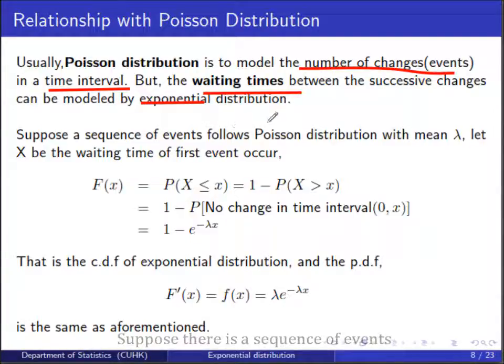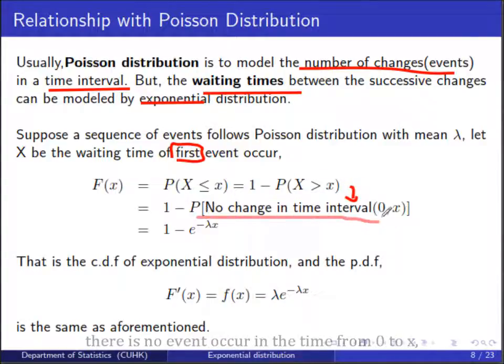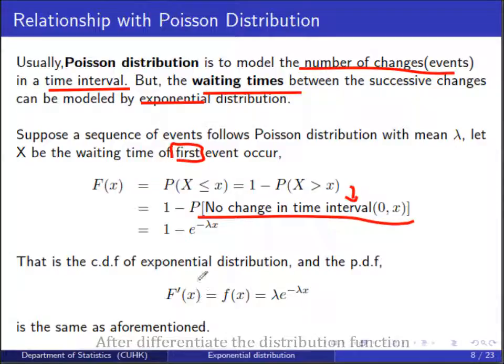Suppose there is a sequence of events following Poisson distribution with mean lambda, and let X be the waiting time until the first event occurs. Since the probability that the waiting time of the first event is smaller than x is just the complement of the probability that there is no event occurring in the time from 0 to x, we obtain the cumulative distribution function of X by the Poisson PMF. After differentiating the distribution function, we obtain the PDF of X, which is the same as the aforementioned exponential distribution PDF.